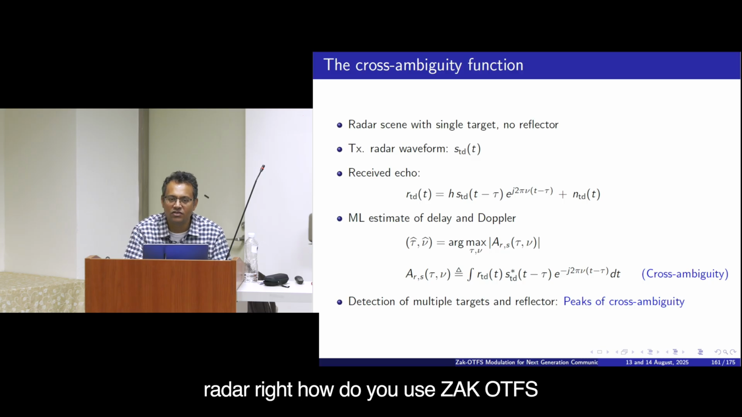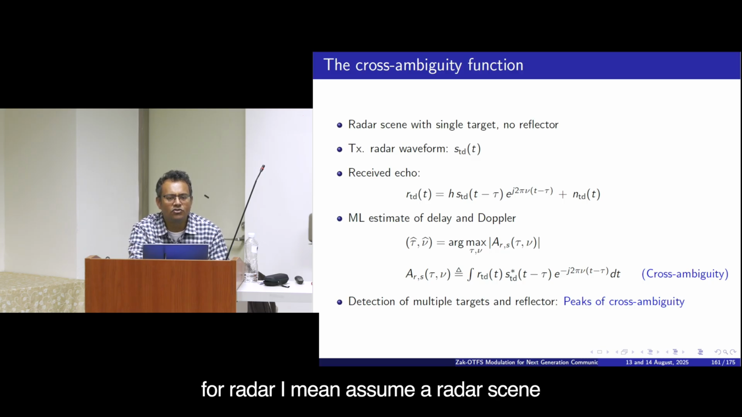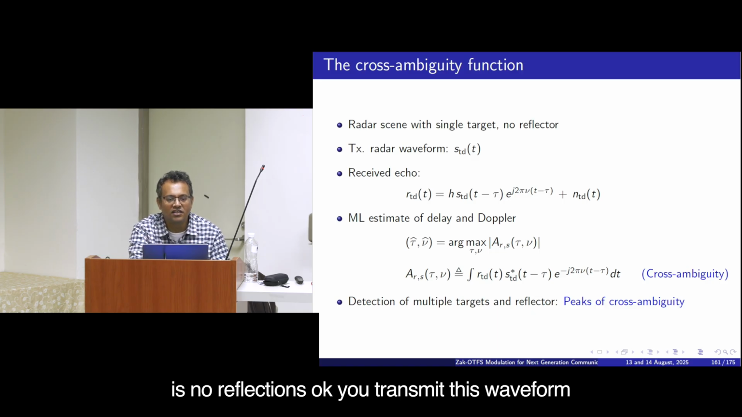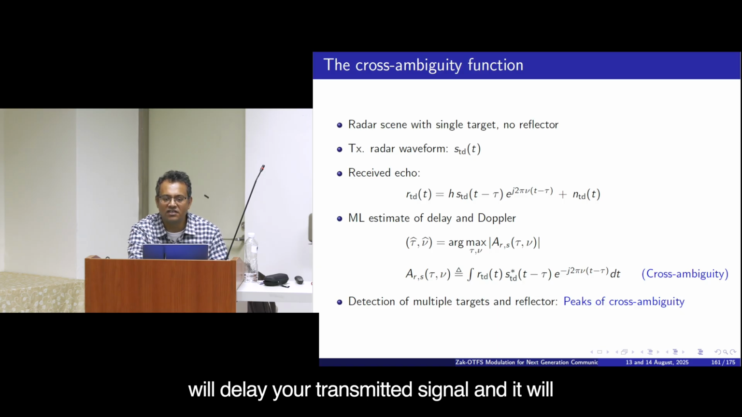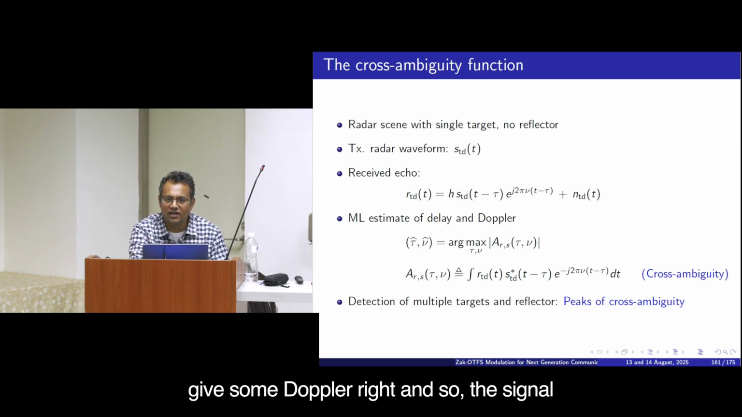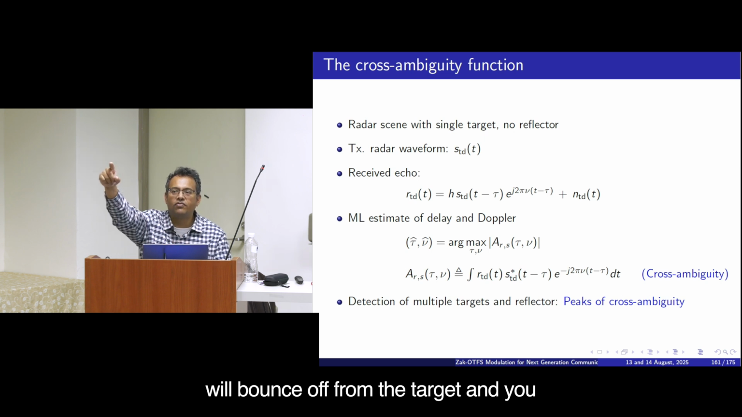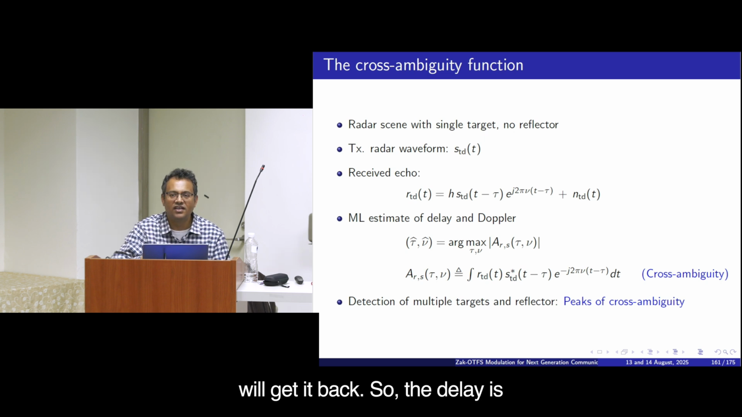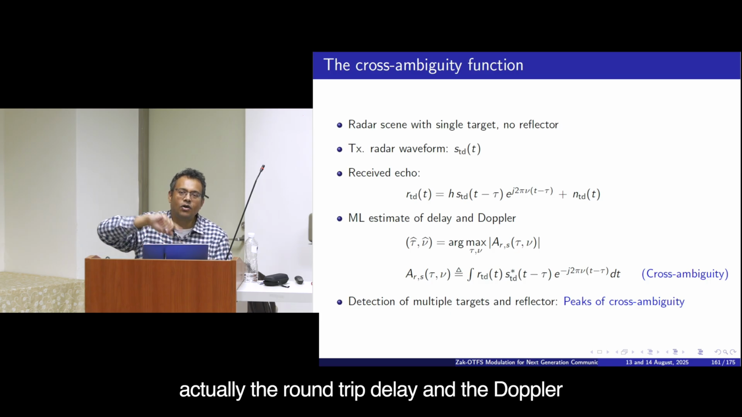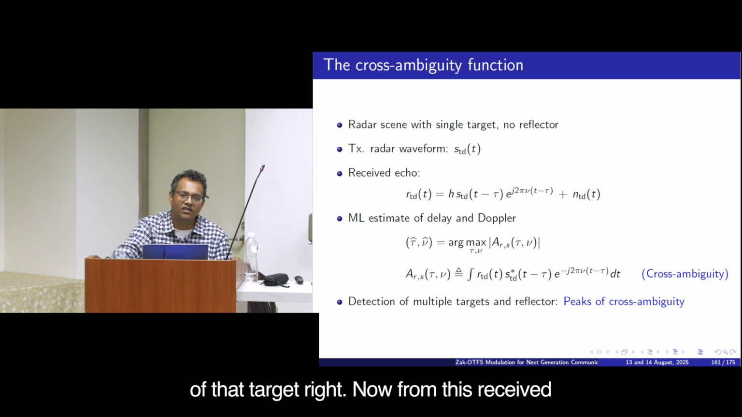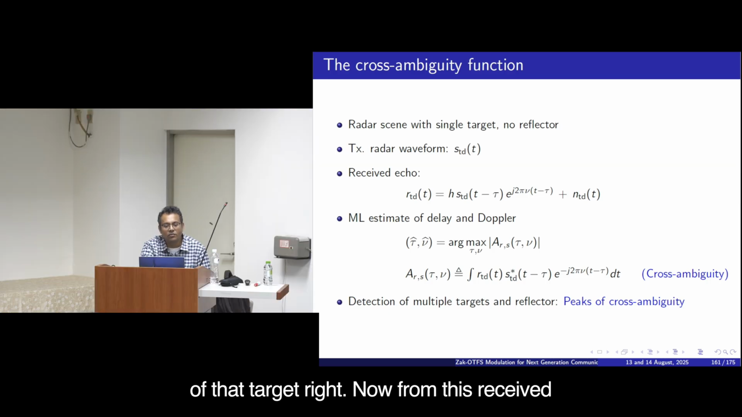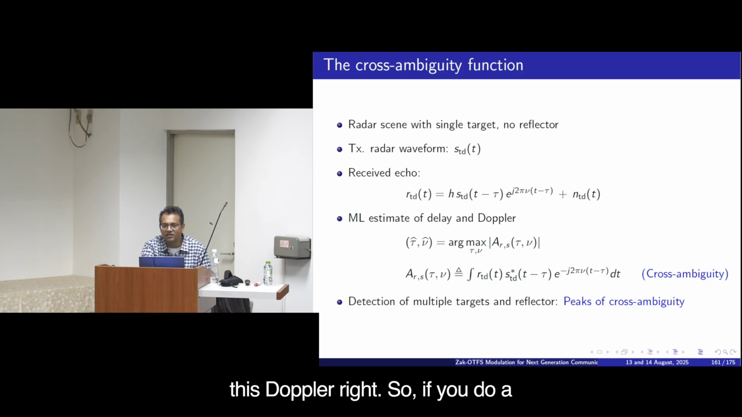It's radar, right? How do you use ZAC OTFS for radar? Assume a radar scene where there is only a single target, there are no reflections. You transmit this waveform, you receive this waveform. The target will delay your transmitted signal and give some Doppler. The signal bounces off the target and you get it back. So the delay is the round trip delay, and the Doppler will be twice the speed of that target. Now, from this received signal you have to estimate your delay and this Doppler.